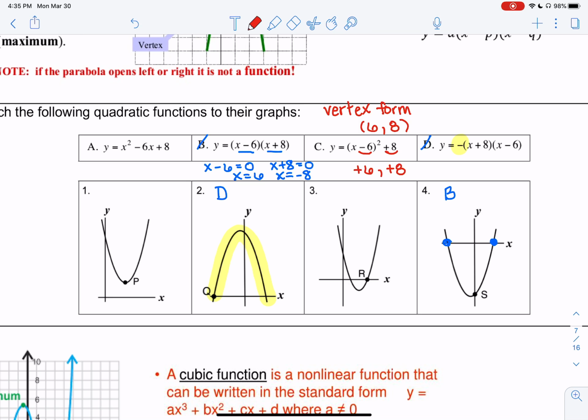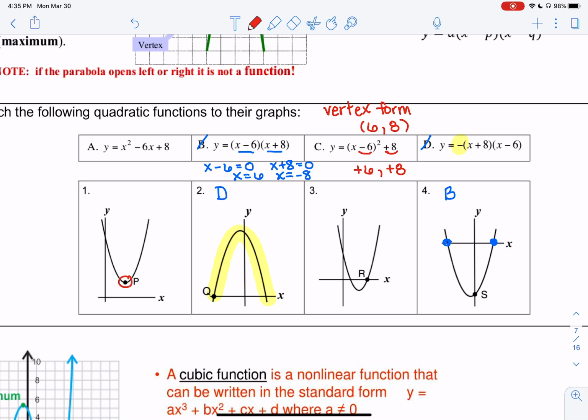The vertex form tells me where my vertex is. That's kind of the point of the smiley face, the highest or lowest point on the smile or frown. So where is (6, 8)? Well, in question 1, this could be a (6, 8).